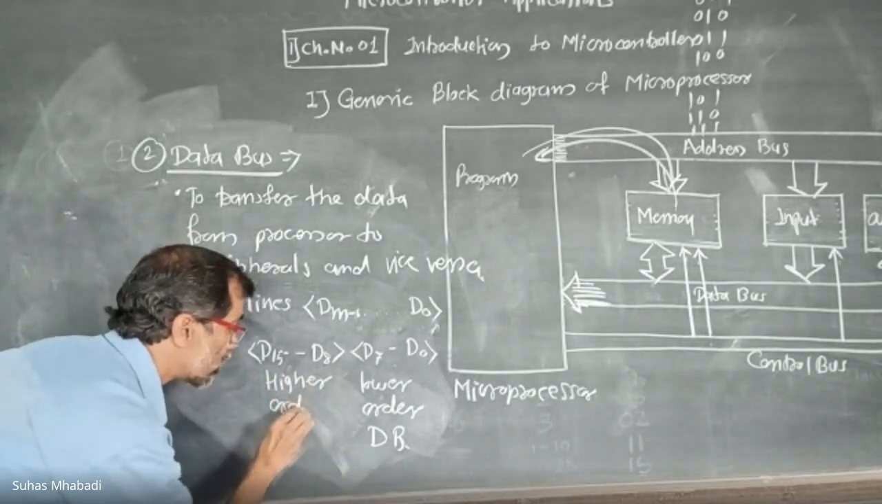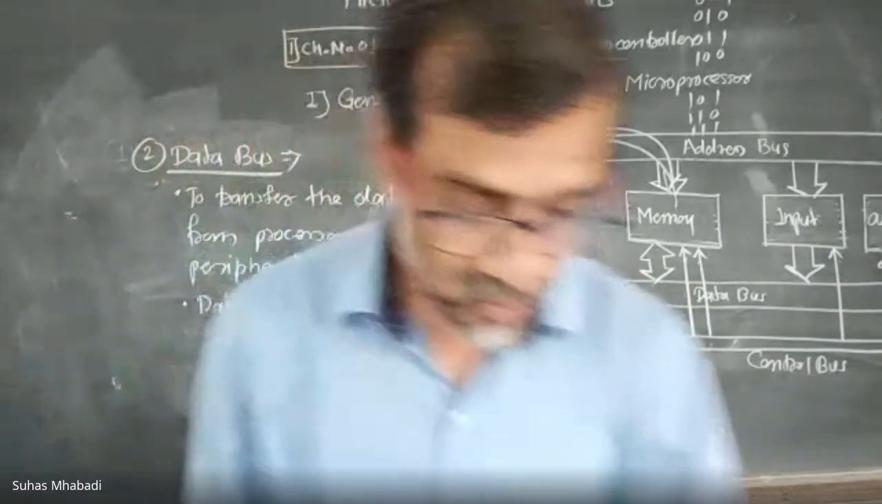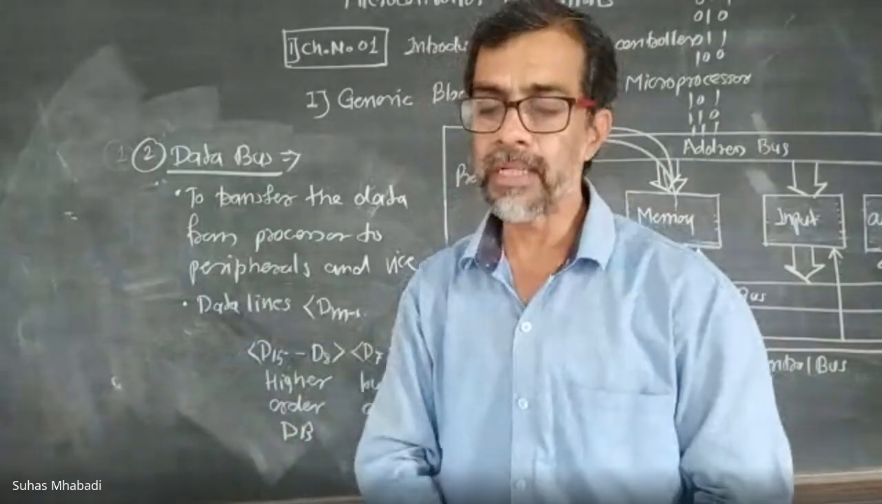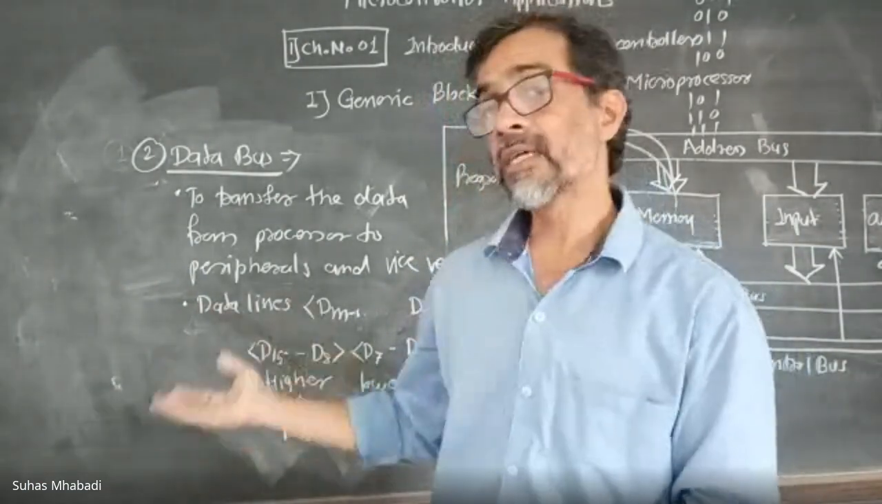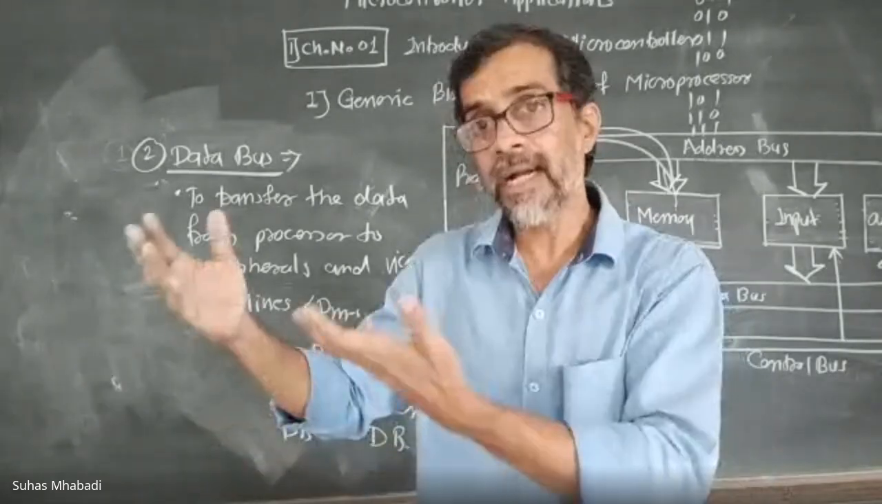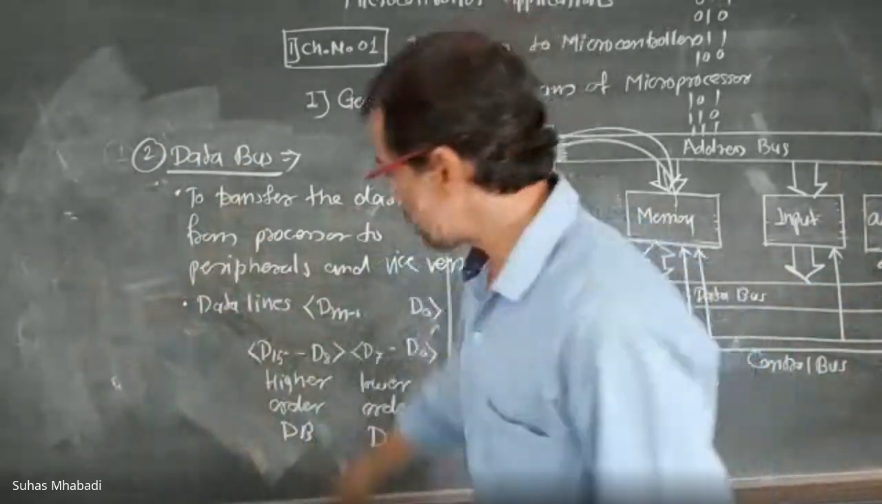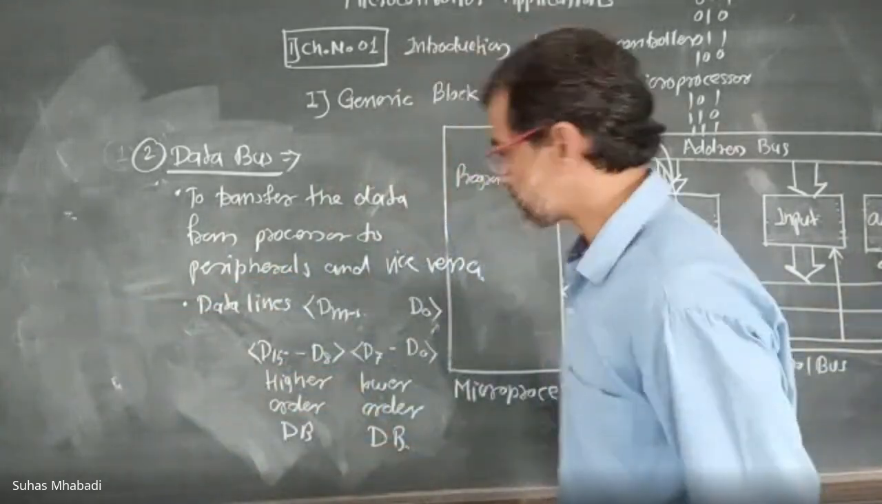Higher order data bus. Of course, for our controller and processor, the upper order data bus is not used. But if the number of lines is more than 16 to carry data from processor to peripheral and peripheral to processor, that time we will call this an upper order data bus. Right now, this is fine.